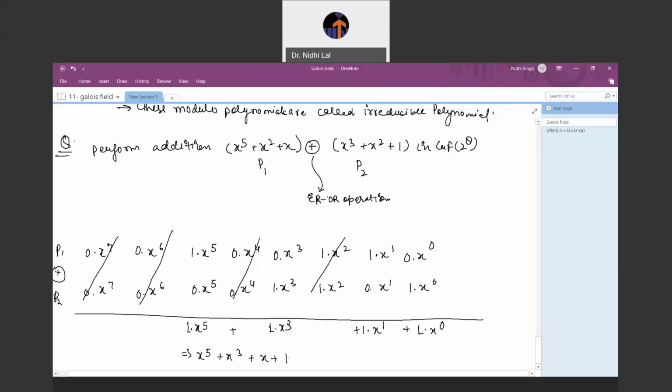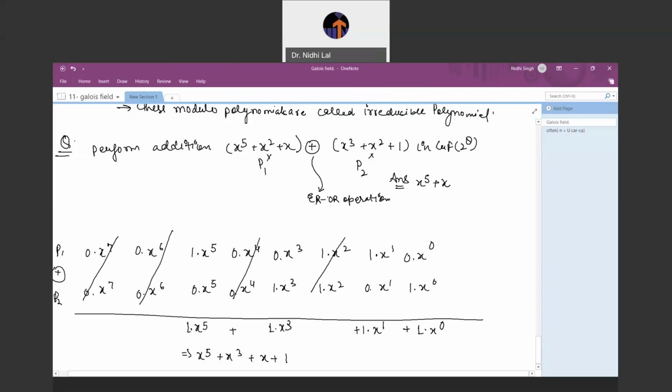Now what will be the shortcut method? The shortcut method says you have to select the uncommon terms and cancel the common ones. Between P1 and P2, you have to select the uncommon terms. So what are the uncommon ones? Find out whether x to the power 5 is present in P2 or not. No, it is not present. So in the answer, x to the power 5 will be put directly. Now identify whether x squared is present in the polynomial P2 or not. Yes, it is present, so it will not be considered. Now is x present or not? No, x is not present. So you can put x in the answer.